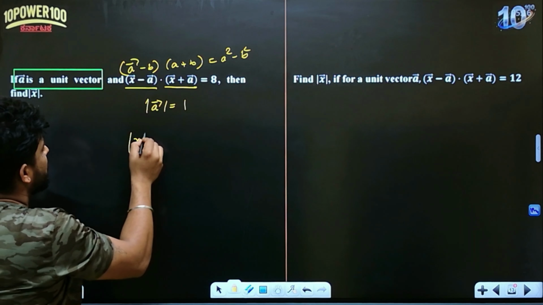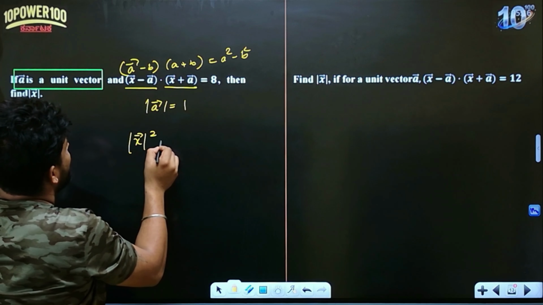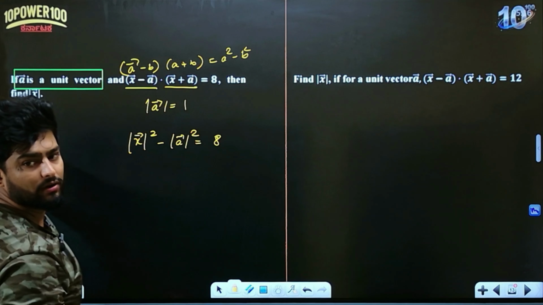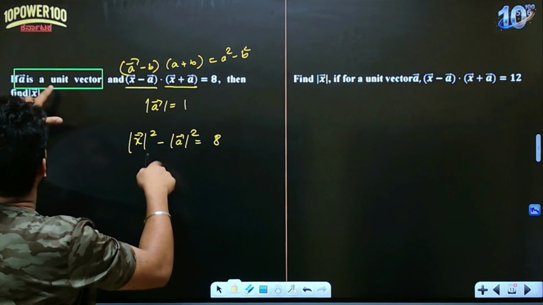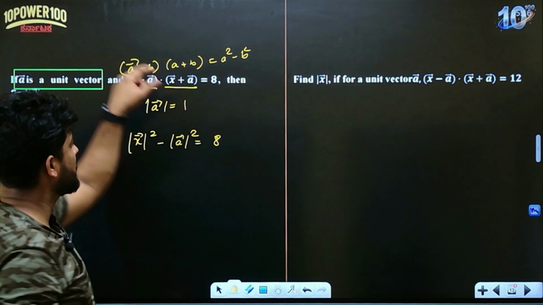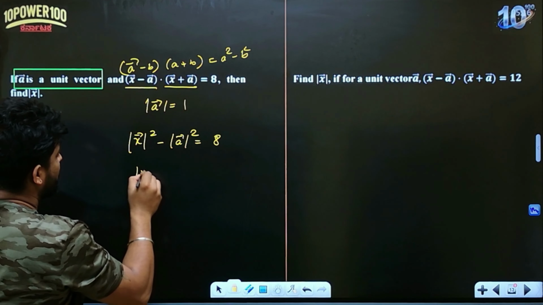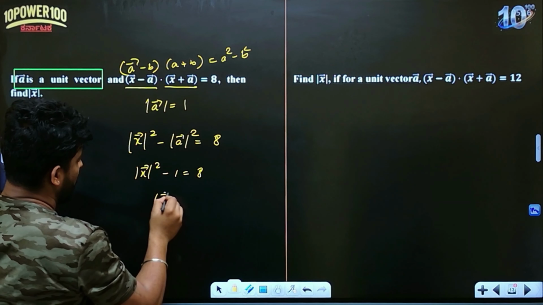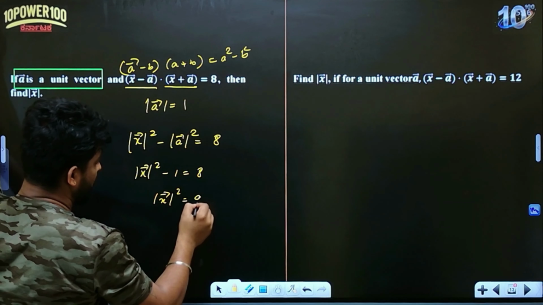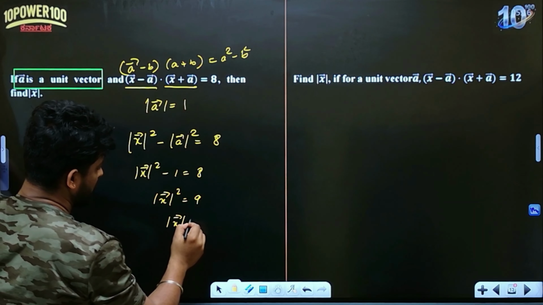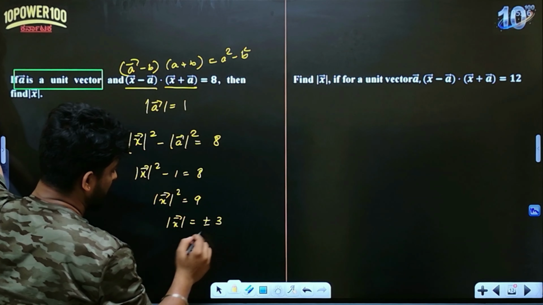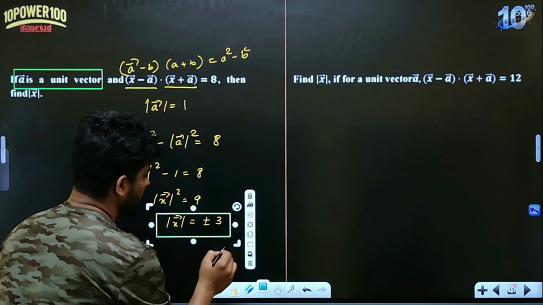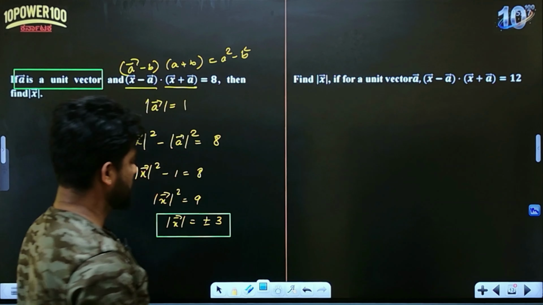So here it becomes magnitude of vector x the whole square minus magnitude of vector a the whole square is equal to 8. Okay, now the magnitude of vector a is 1, so we'll put 1 here. So magnitude of x square minus 1 is equal to 8. Magnitude of x square is equal to 9. So magnitude of x is equal to plus or minus 3, right? But it is always positive, so take only one value. If the other also comes in the answer, no problem. Understood? Next, let's look here.